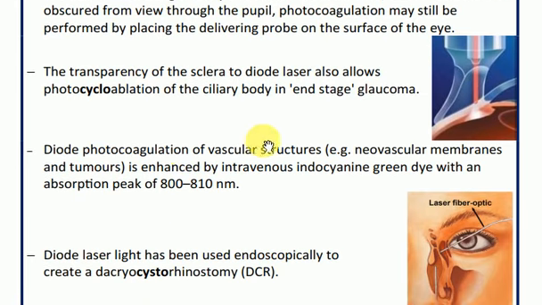Diode photocoagulation of vascular structures like neovascular membranes and tumors is enhanced by intravenous indocyanine green, a dye with an absorption peak of 800 to 810 nanometer. Diode laser light has been used endoscopically to create a dacryocystorhinostomy.